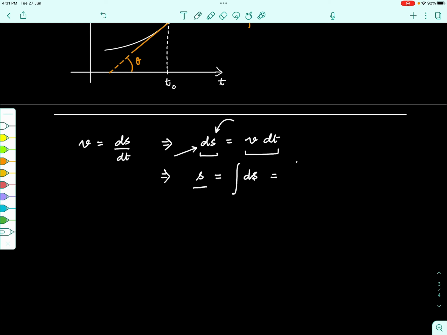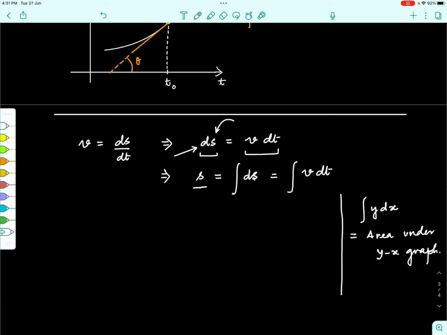On the other side, this would mean integrating the function v dt, right? But mathematically, do we know that the integral of a function with respect to the variable on which it depends means we are trying to find out the area under the y-x graph? So, if we try to find out the integral of y dx, we would be getting the area under the y-x graph. On the same lines, here if we look at this expression, we understand that the integral of v dt is nothing but the area under the v-t graph, right?